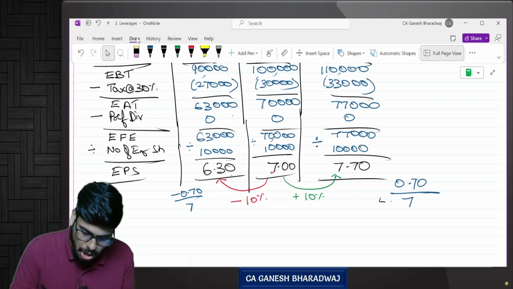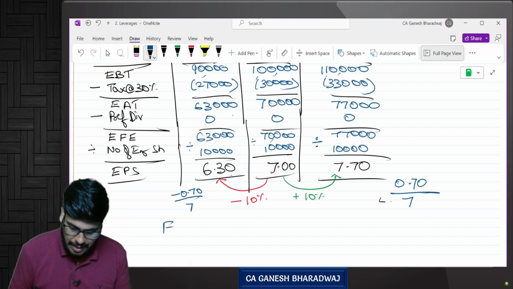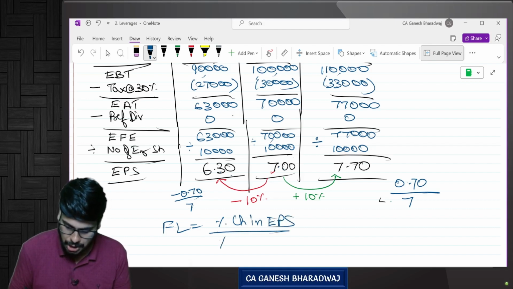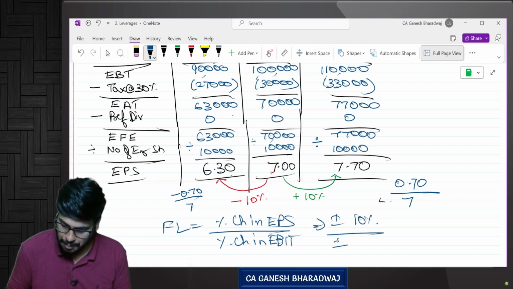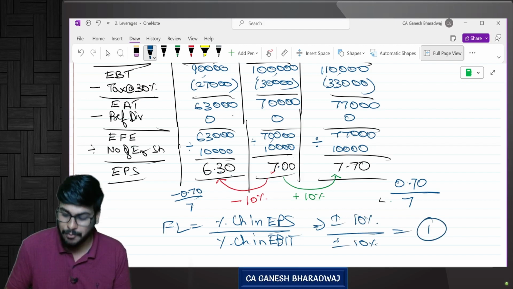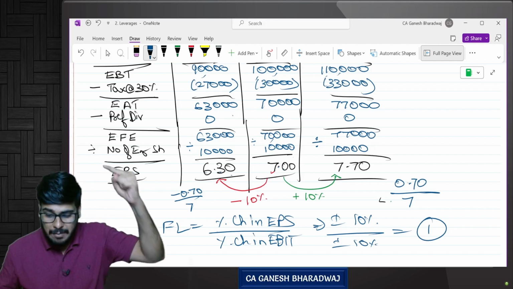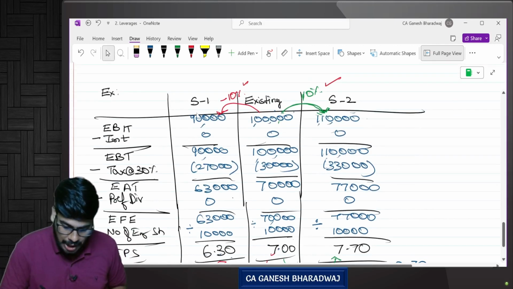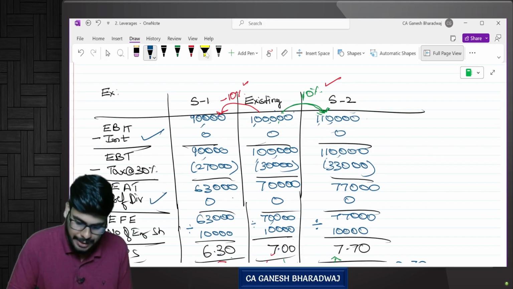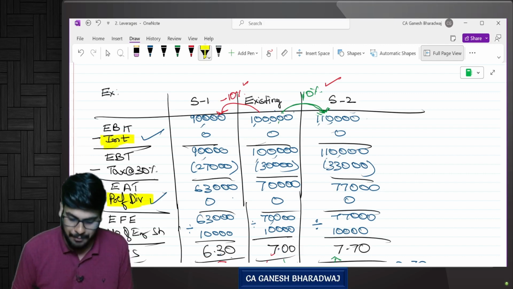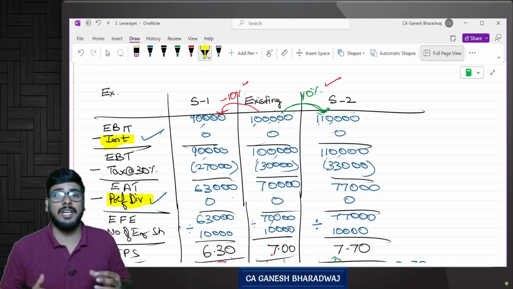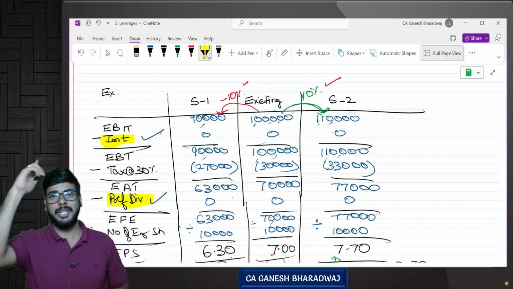If my EBIT increases or decreases by 10%, my EPS is also increasing or decreasing by exactly 10%. Or in other words, in this case, the financial leverage is equal to percentage change in EPS divided by percentage change in EBIT. That is plus or minus 10% upon plus or minus 10%. That gives you a leverage of 1, no magnifying effect, and hence it is proved. What is proved is that this magnifying effect is happening only because of the presence of these two, the interest and the preference dividend. Are you clear with this? These two are nothing but fixed financial cost.